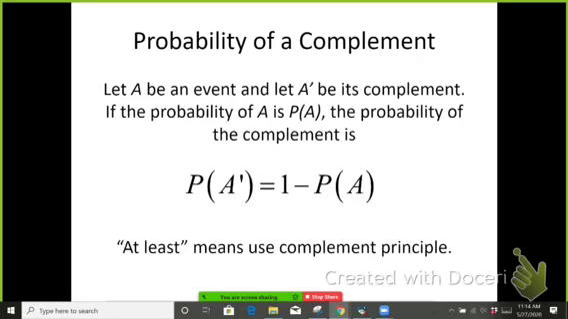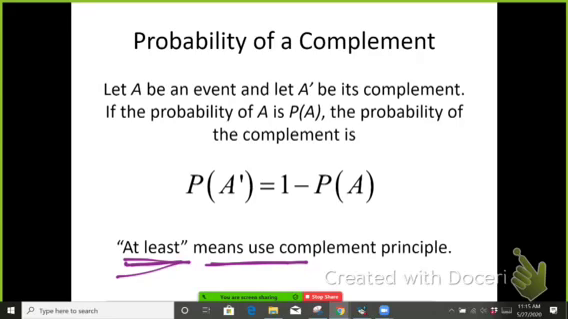All right. If the probability of A is P of A, then the probability of its complement is equal to 1 minus P of A. So when you see the words "at least" or "not," usually "at least" is easier. It means you should probably use the complement principle. You don't have to, but it's usually easier in problems where you see the term "at least."